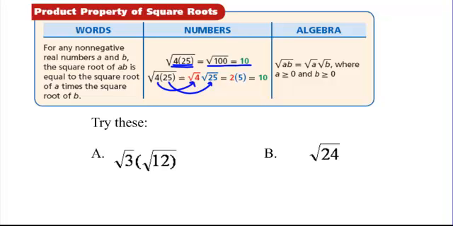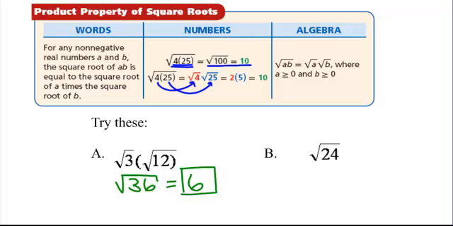So number A, or letter A, if I want to do the square root of 3 times the square root of 12, I look at my numbers, and neither of them are perfect squares. So I want to combine them to see if I get something that I can simplify. 3 times 12 is 36. And now the square root of 36 is something that I know, so I can just take the square root of it. And we get 6. And if you type both of those things into your calculator, you will end up with 6.